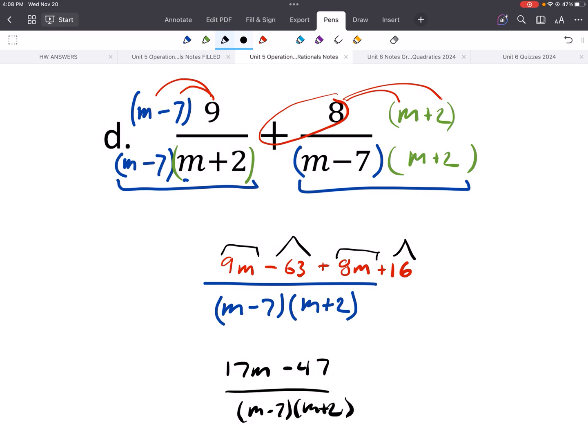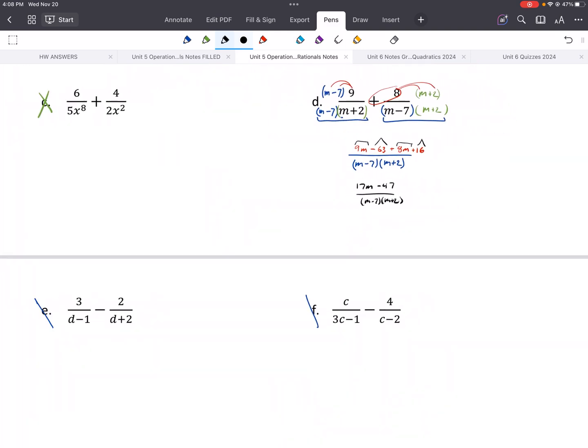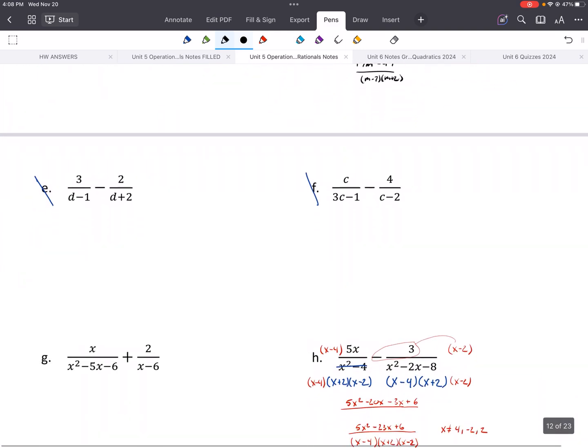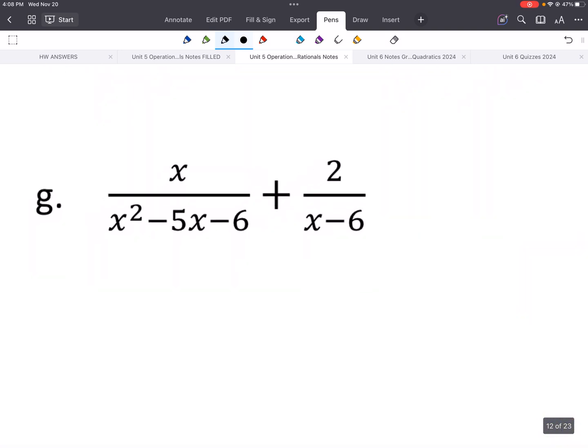Okay. Again, here's another example where we can't factor anything, and there's nothing we can cancel, okay? But we'll come up with one where we can, okay? I'm going to skip E and F. If you feel like that's helpful, you're welcome to go look at the filled in notes. Let's look at this one.